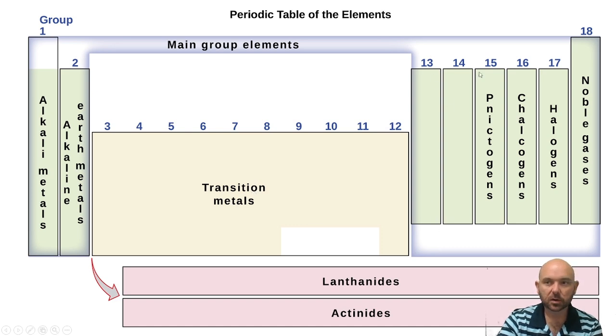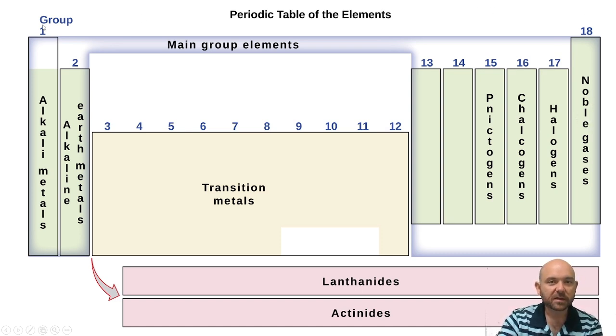Group 13 and group 14 don't really have a common name, but the group that includes nitrogen, the entire group, are called the pnictogens. In group 16 we have the chalcogens, and in group 17 these are called the halogens. Everything in group 18 is called the noble gases.